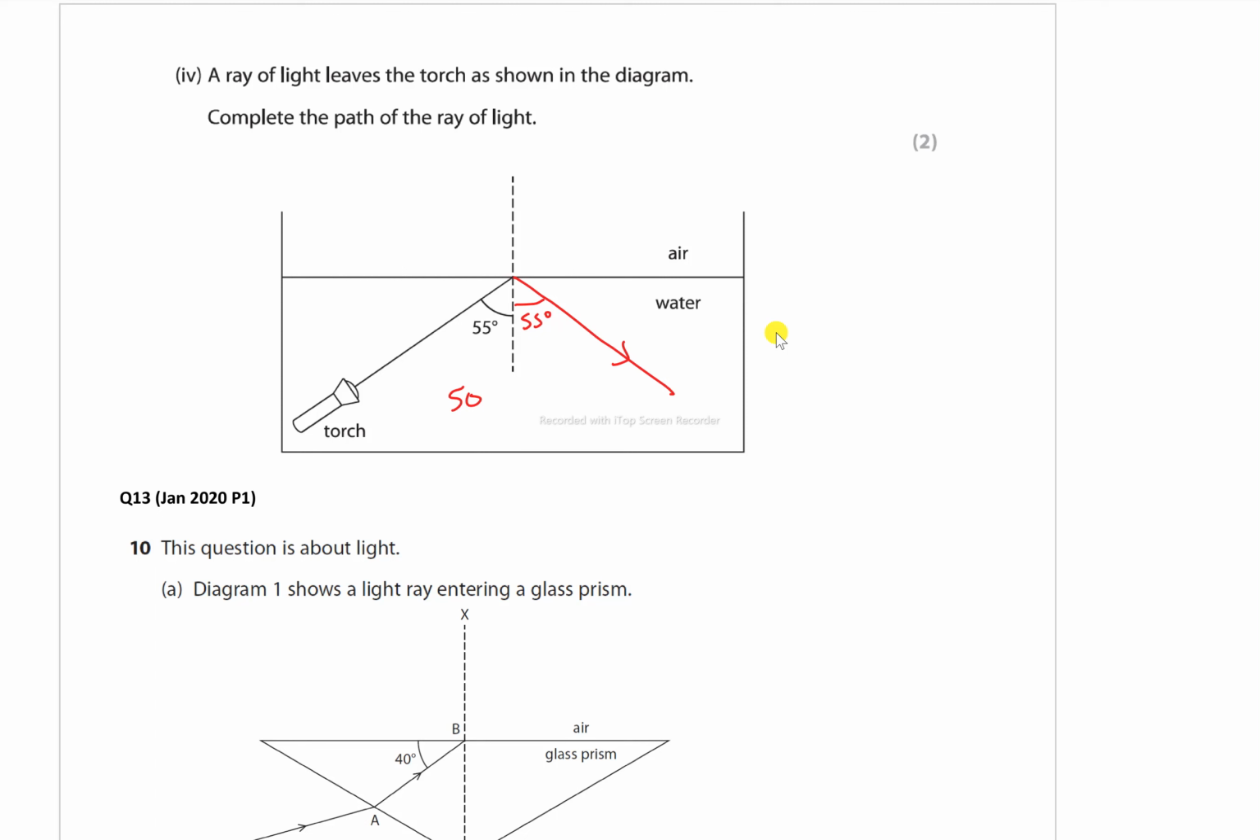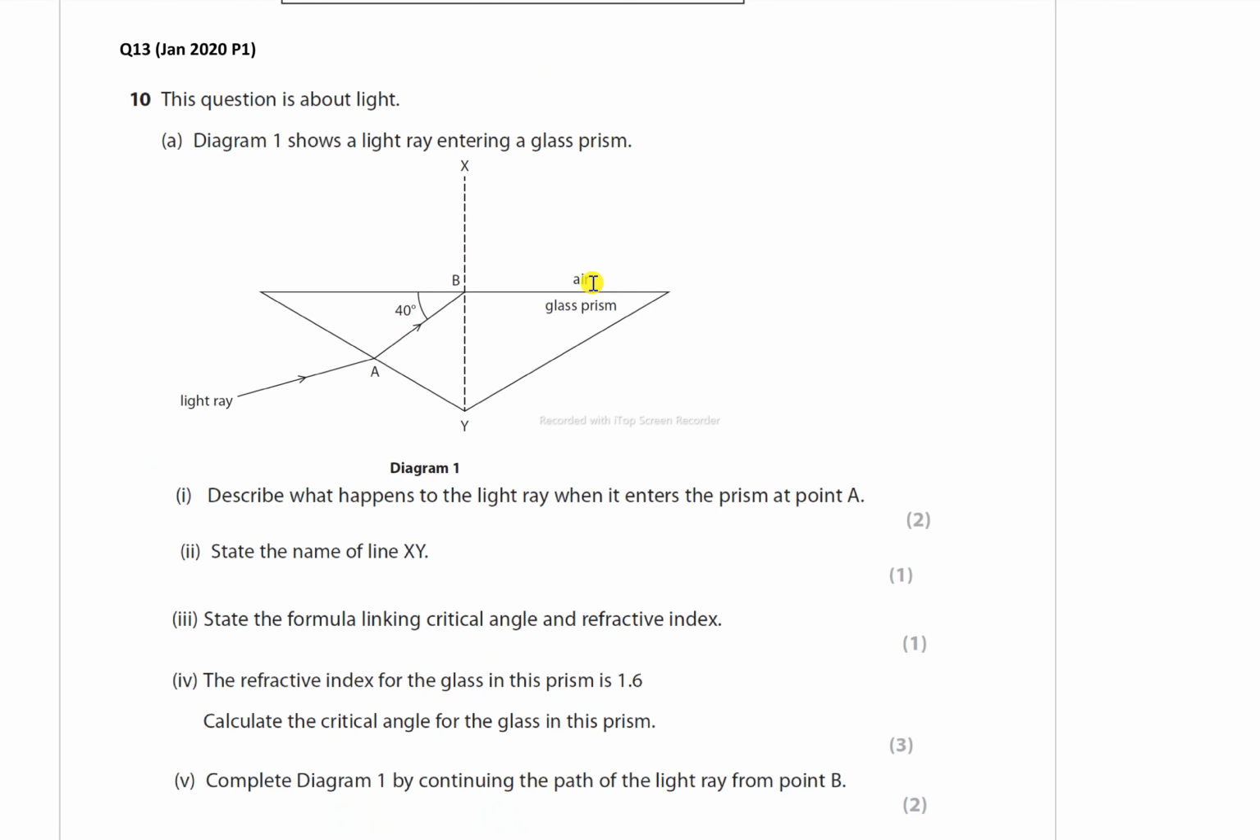Straight line reflected downwards from water surface, correct angle by eye. So you're going from water to air. That's it, 2 marks for that. Roughly that way. They'll measure it by eye rather than protractor, but maybe if you can, use a protractor.